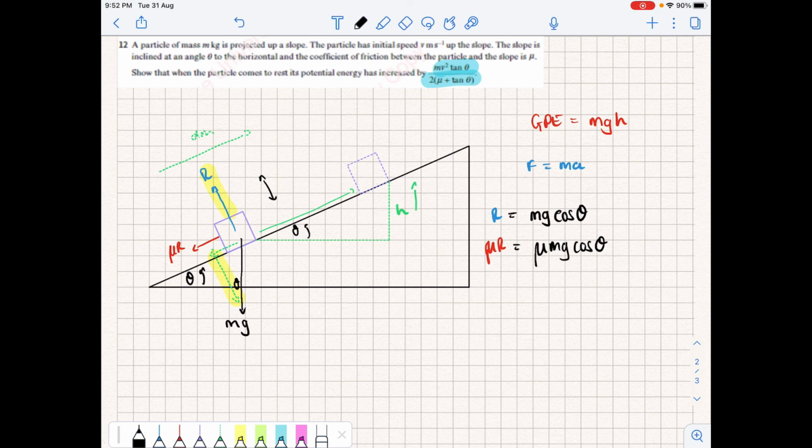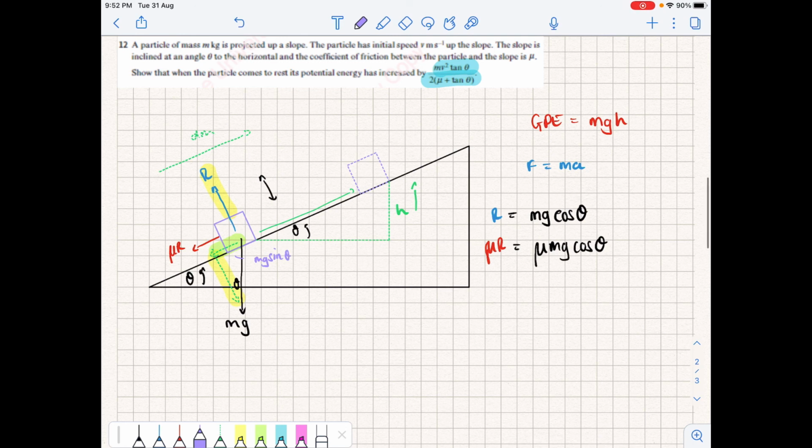Right, now that we've calculated the friction force, the only other force that we need to consider in the direction of motion, well, against the direction of motion actually, is this weight force over here. Right. We can quickly summarize that as going to be mg, that is the opposite side, so sine theta.